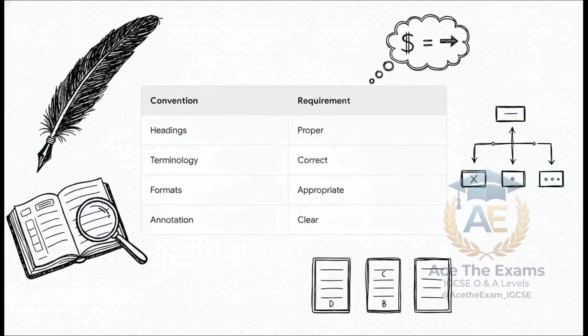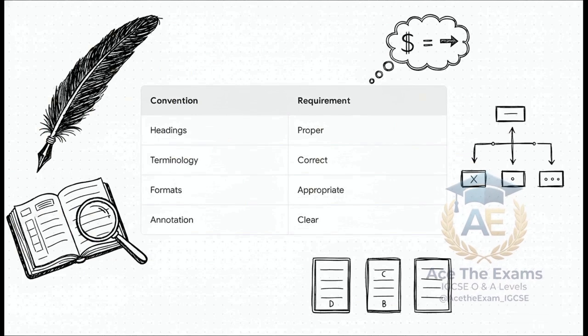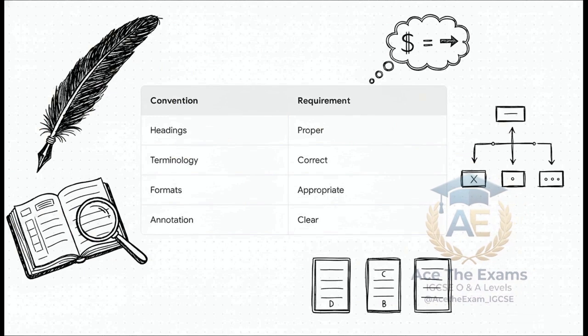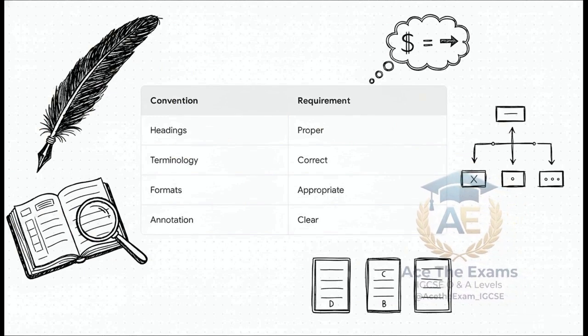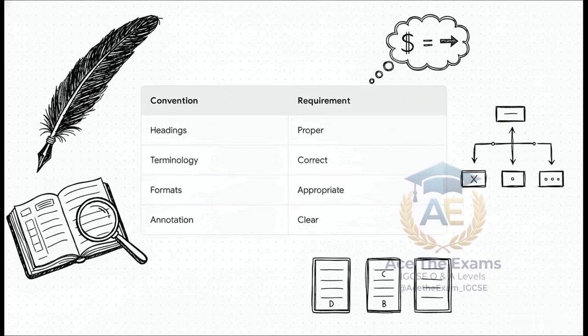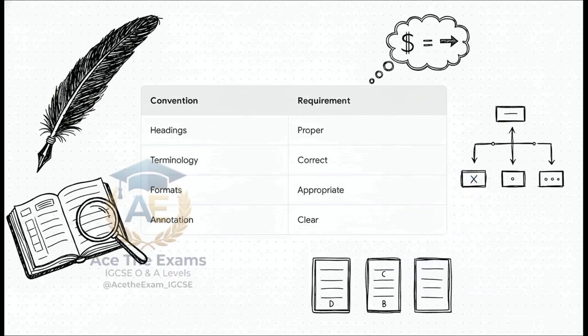Now, presenting your information must strictly follow these professional conventions. You have to treat your exam paper like a formal document being presented to a corporate client. Your headings must be proper. Don't just hastily scribble cash book, write cash book for the month ended. The terminology has to be exact. Never write money in, write receipts.